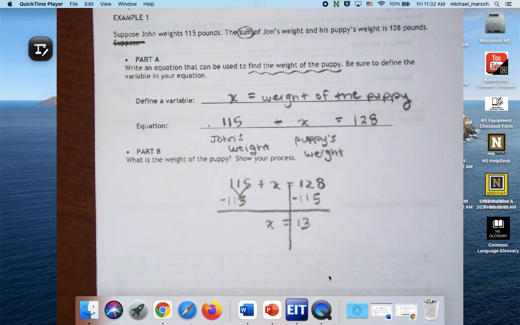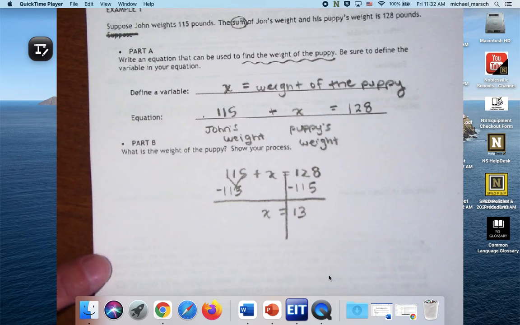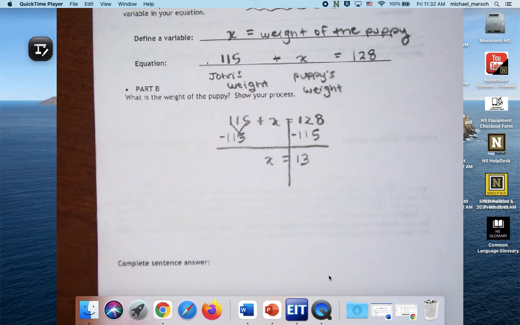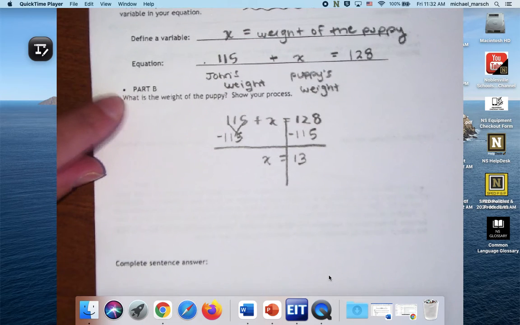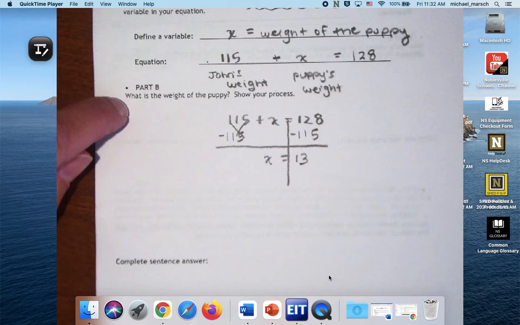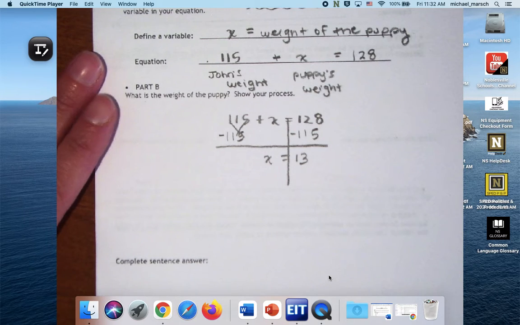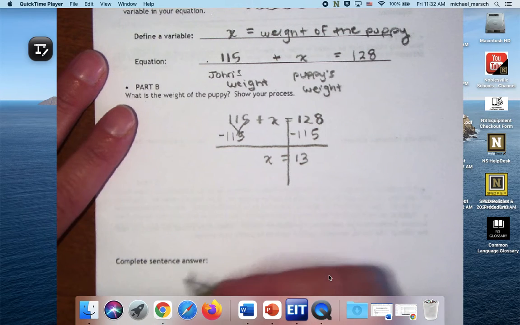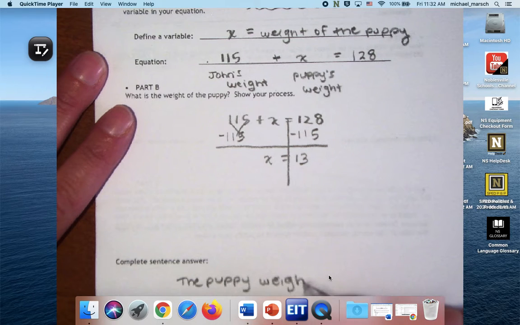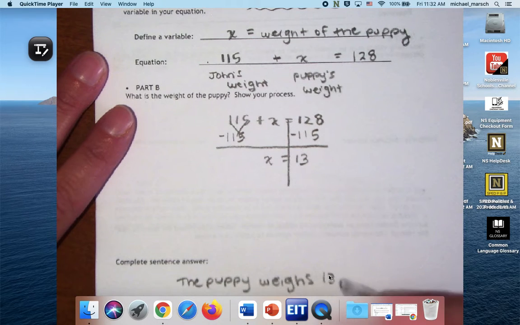All right, so now we need a complete sentence answer. And sometimes people are like, I don't know, I just know that x equals 13. Go back and look at what is being asked for you to find. So what's my answer going to be? 13 pounds. Complete sentence. The puppy weighs 13 pounds. Perfect. The puppy weighs 13 pounds.